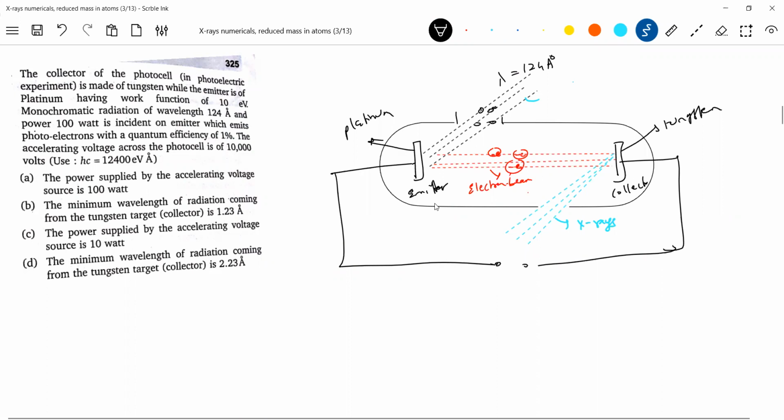A power of 100 watt is incident on the emitter, which emits photoelectrons with a quantum efficiency of 1%. The exciting voltage across the photocell is 10,000 volt. The power supplied by the exciting voltage. Work function we know, 10 electron volt. Incident wavelength we know, 124 Angstrom. So first we'll list out what quantities we know.